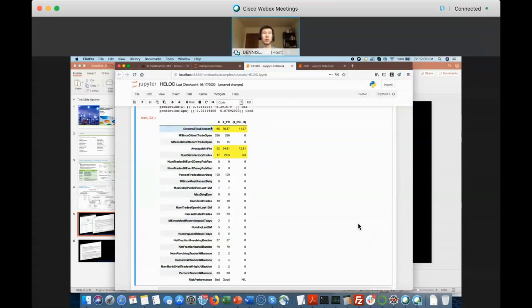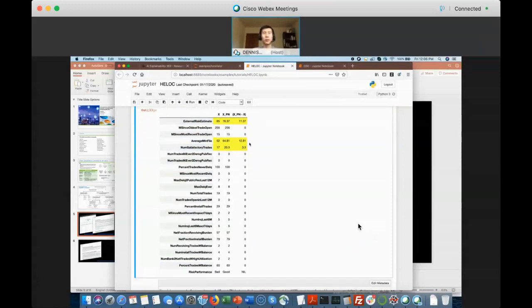For example, the external risk estimate, right? That risk score that I've been talking about a lot. This has to be increased by 11.4 points. This one is average months in file, so that's your average credit history length. We need to add 12 months, about a year, to that. And the number of satisfactory trades also has to increase, right? So you can view this as a small set of recommendations that is made to the applicant to improve their profile.